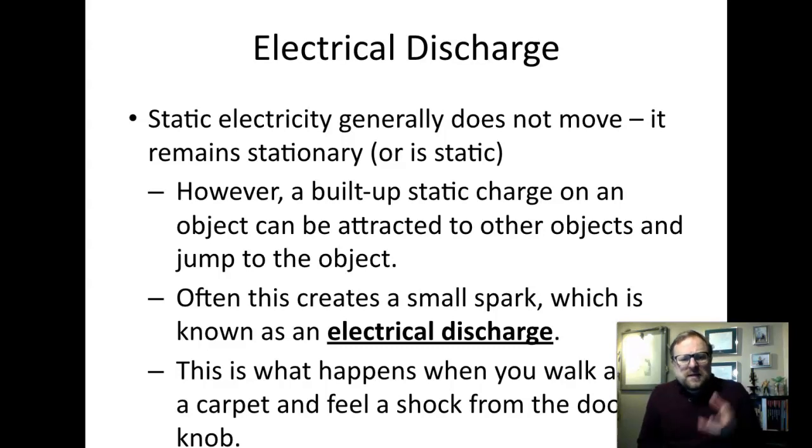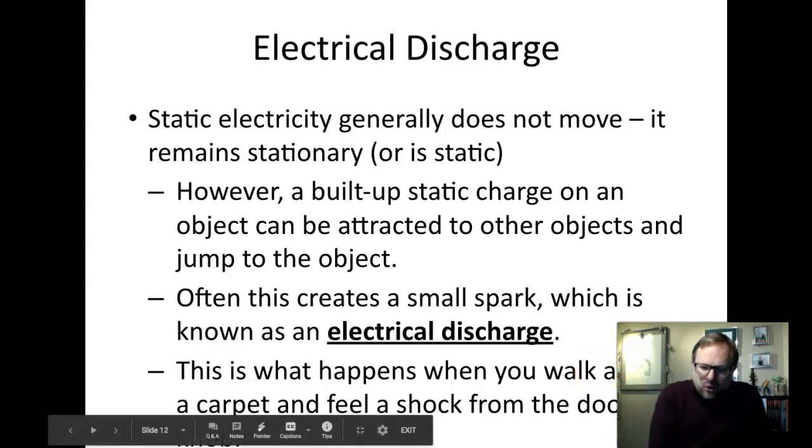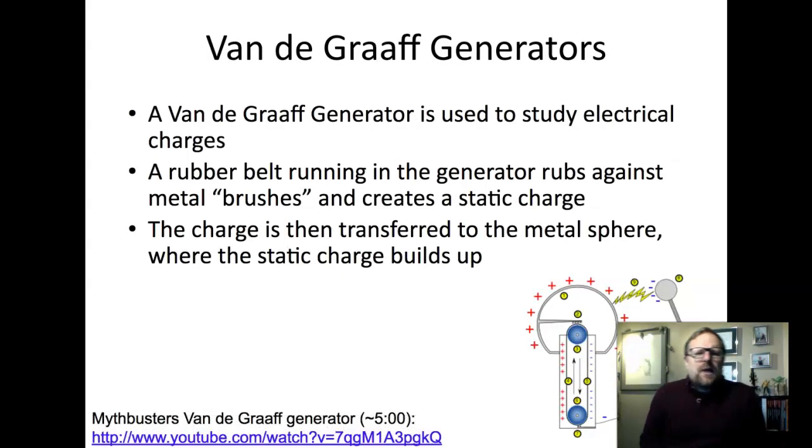So this electrical discharge is basically the moving of that charge from one object to another. It jumps over. This is what happens when you walk across a carpet and feel a shock when you touch a doorknob or something else that is metal. You're transferring that charge. That charge is being discharged off of you. Hopefully you can picture that.